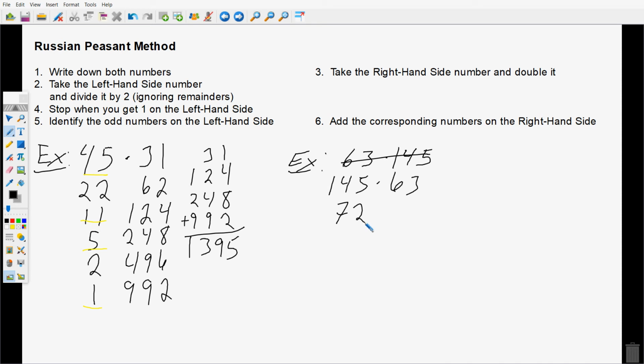Now 72 divided by 2 will give you 36. 36 divided by 2 will be 18. 18 divided by 2 will give you 9. 9 divided by 2 will give you 4. 4 divided by 2 is 2, and 2 divided by 2 is 1. Now I go back up to 63, and I have to start doubling, which means multiply by 2.